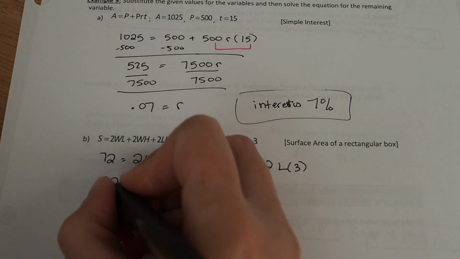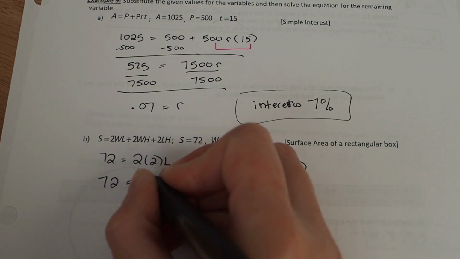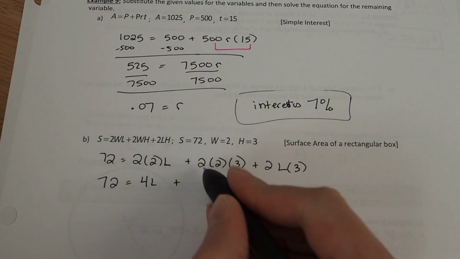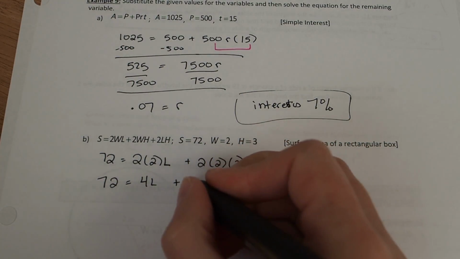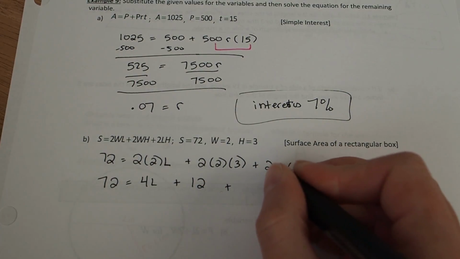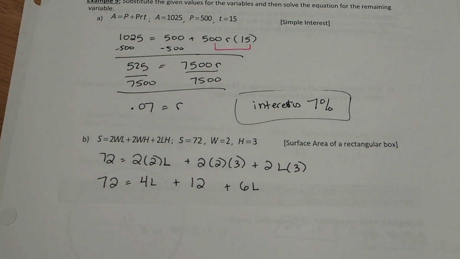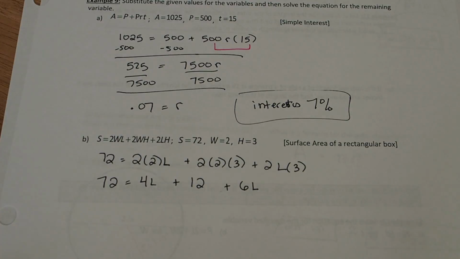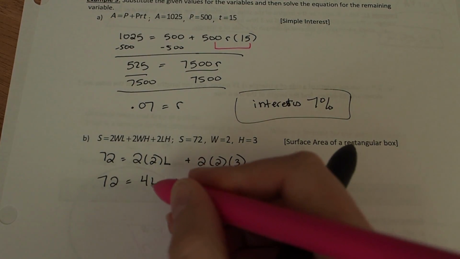Okay, so I've got 72 equals, first of all, that's 2 times 2 is 4, so 4L. Plus 2 times 2 is 4, times 3 is 12. And 2 times 3 is 6L. Okay, so it looks like I have some like terms I can combine here.